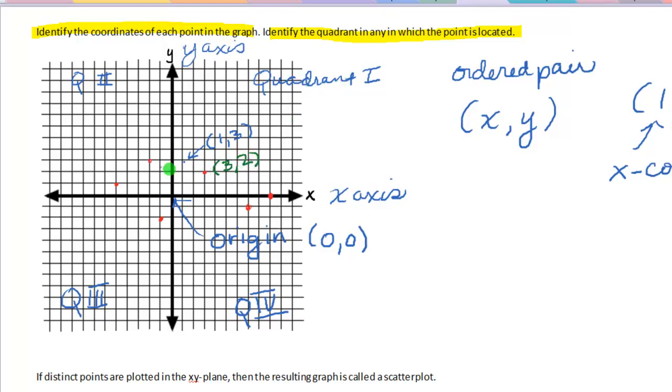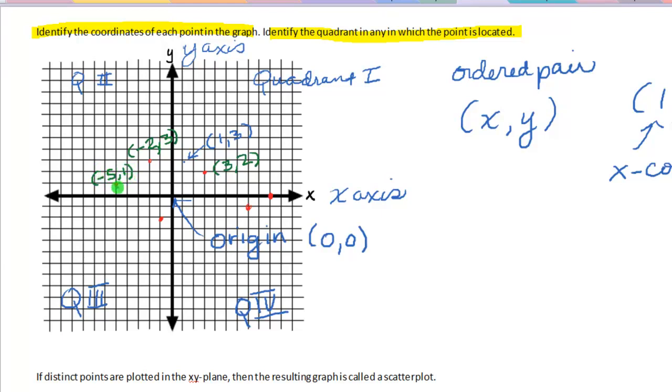Now let's go to this point. This is in quadrant number 2. Our x-coordinate is negative 2, and our y-coordinate is up 3, so positive 3. So negative 2, 3. That's the coordinates of this point. Here's our next point, again in quadrant 2. 1, 2, 3, 4, 5. Negative 5 for x, and up 1 for y, so our ordered pair is negative 5, 1.